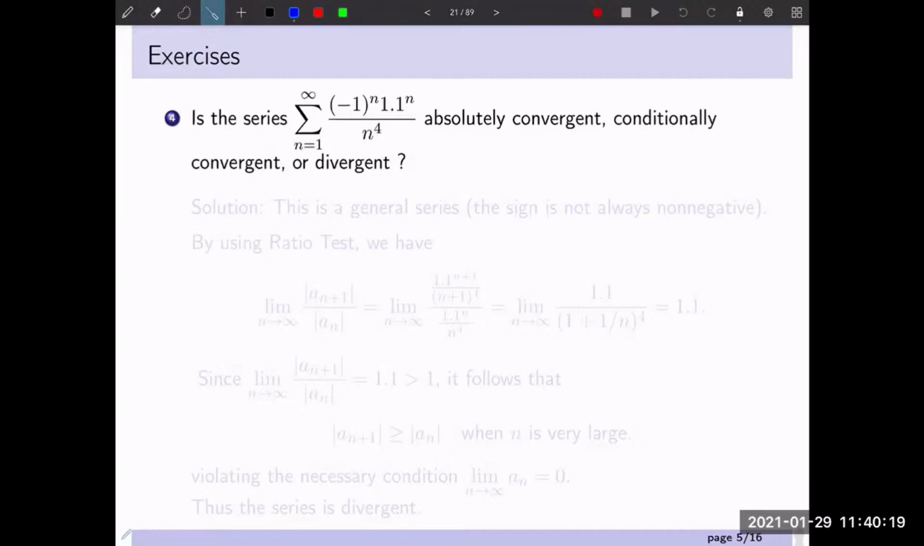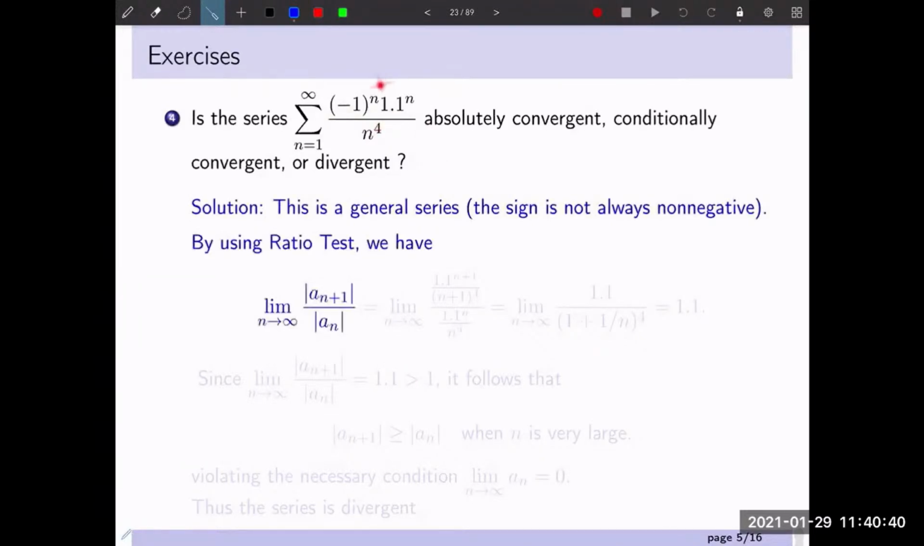Okay. So this is a general series first. It's not a positive series because you have -1 here. For a general series, you should try 2 methods. First, you consider the absolute value of the series to see whether it is convergent or not. Okay. If you consider the absolute value of the series, you can remove this -1. And you can use the ratio test.